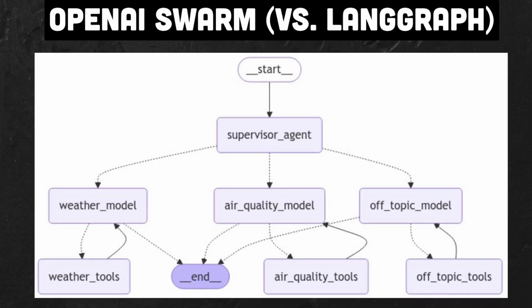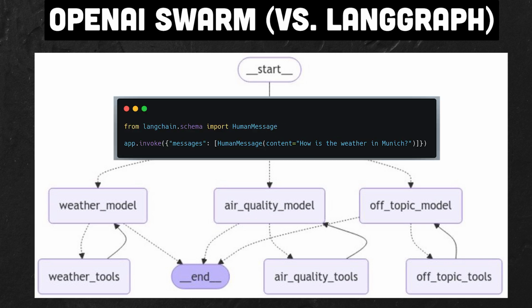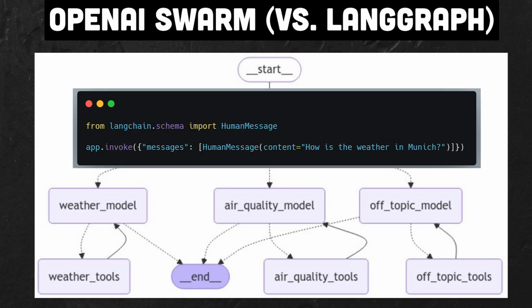Okay, but now enough talk. Let's create a simple multi-agent workflow, a hierarchical agent that routes tasks to other LLMs with tools, such as a weather tool or an air quality tool. A user can then ask a question about a city, and we will implement this with OpenAI Swarm and LangGraph.